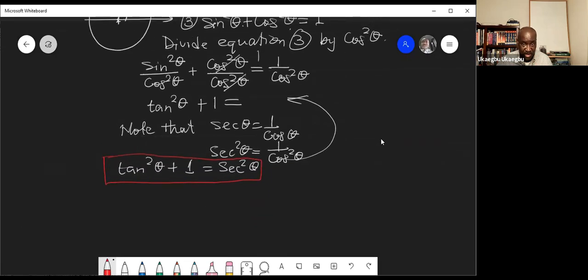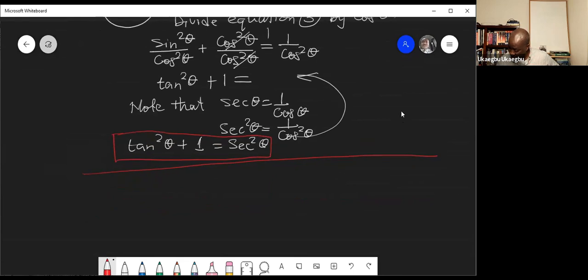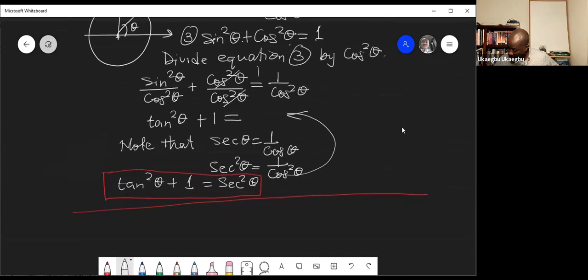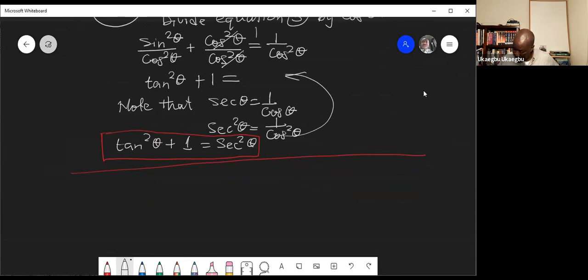So let's derive the next one. The next one would be, instead of dividing by cos squared theta, we divide by sine squared theta. So we can go ahead and say divide equation 3 by sine squared theta.